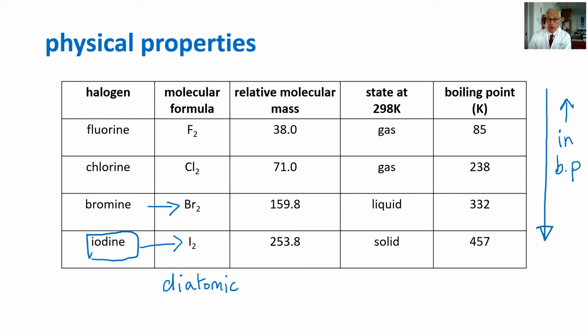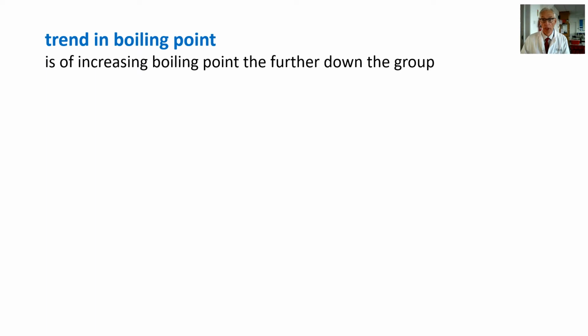I'd like you to pause the video and write out an explanation in detail for why the boiling point of the halogens increases further down the group. Restart when you are ready. So check your explanation for the increasing boiling point of the halogens further down the group. I'm going to reveal my argument step by step.